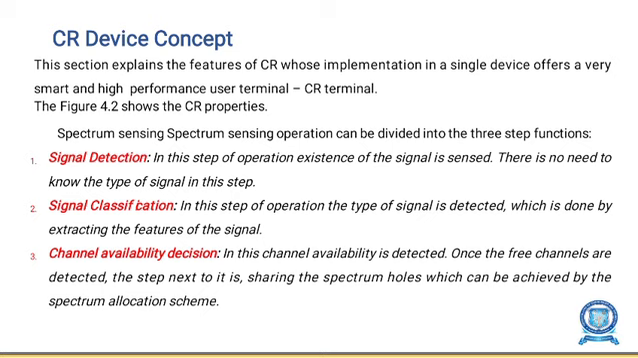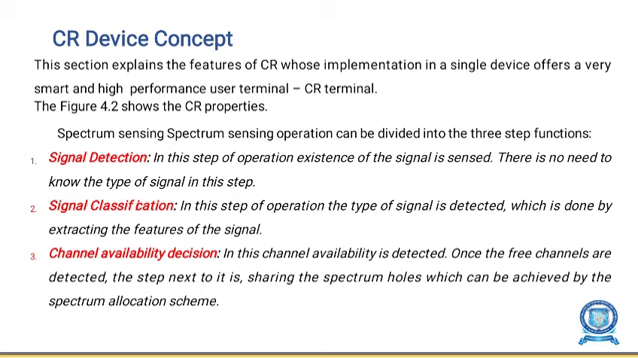So the CR device concept. This section explains the features of CR, whose implementation in a single device offers a very smart and high performance terminal. Figure 2 shows the spectrum sensing operation, which can be divided into a three-step function: signal detection, signal classification, channel availability detection. In the first step of operation, the existence of a signal is sensed.